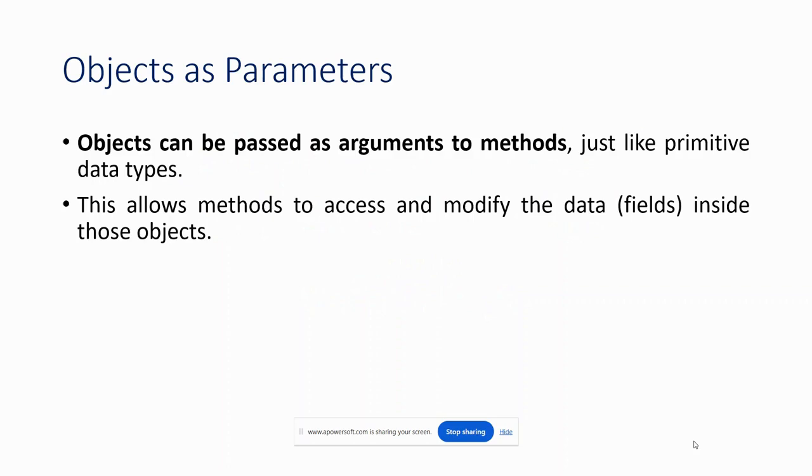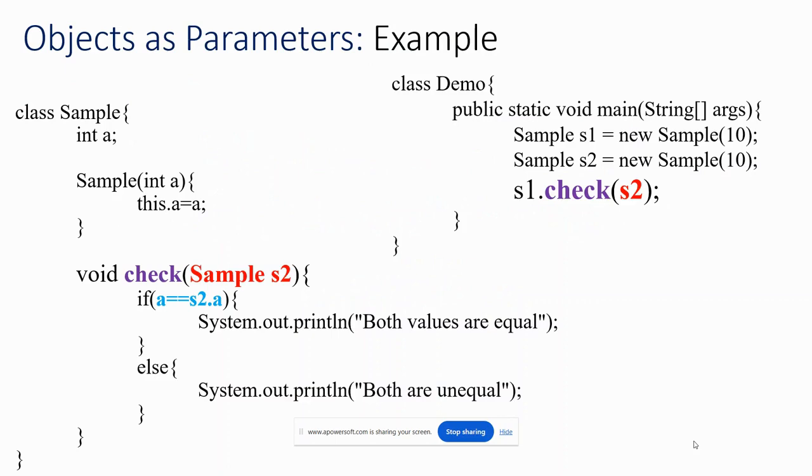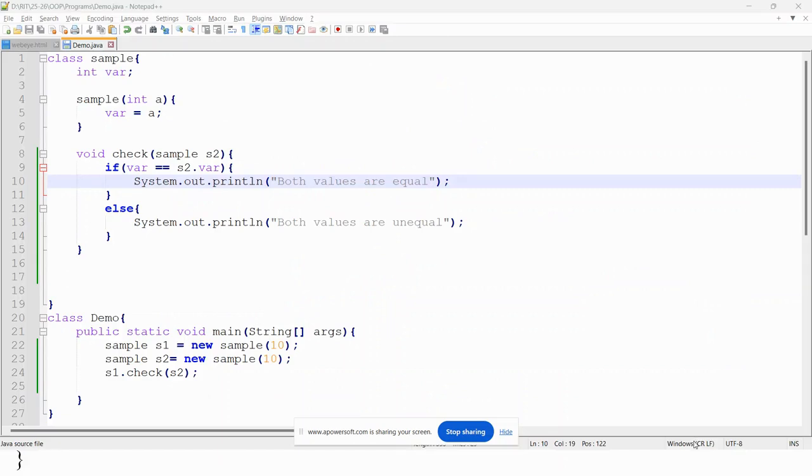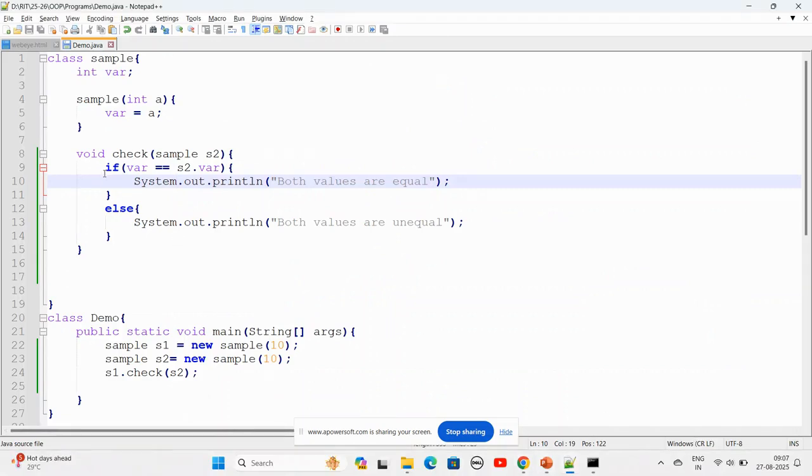So the object can be passed as an argument to the method just like primitive data types. This allows the method to access and modify the data inside those objects. So first let us see an example for that. So I'm going to remove this method.